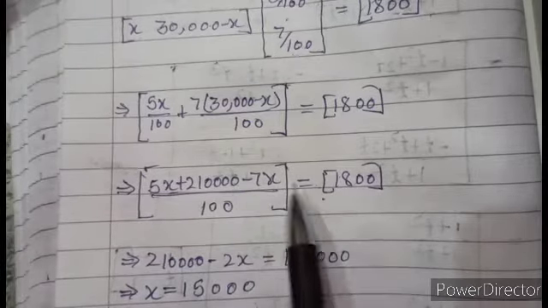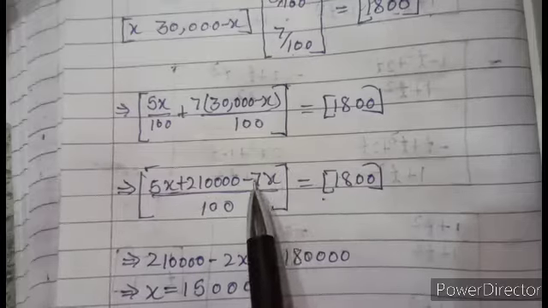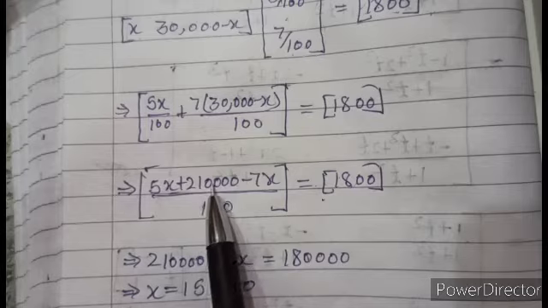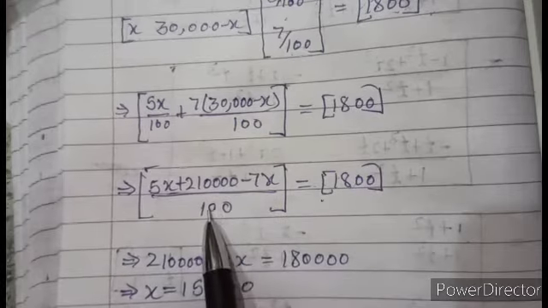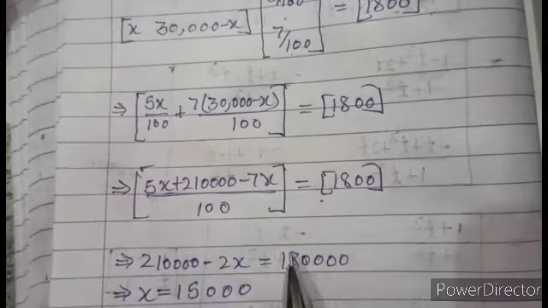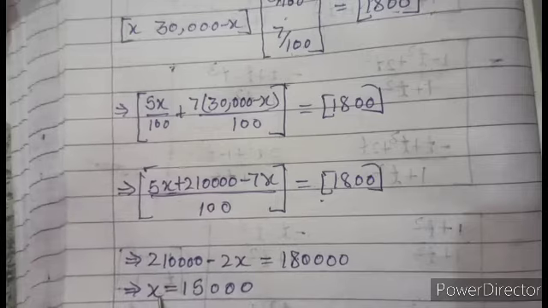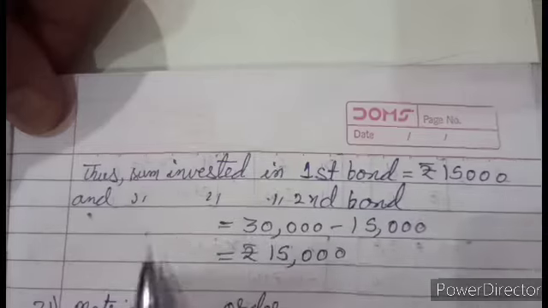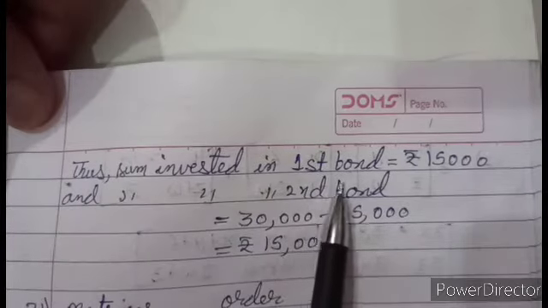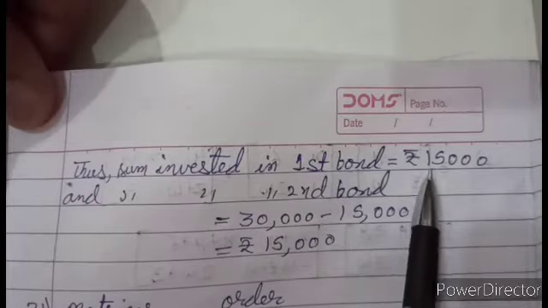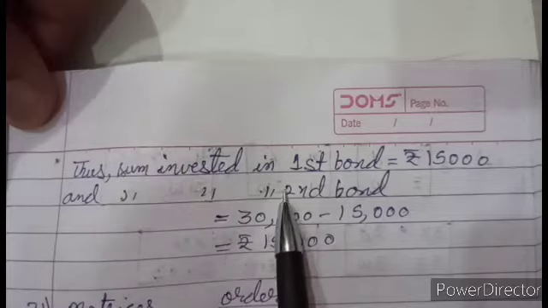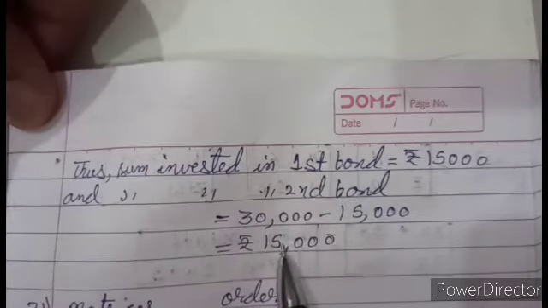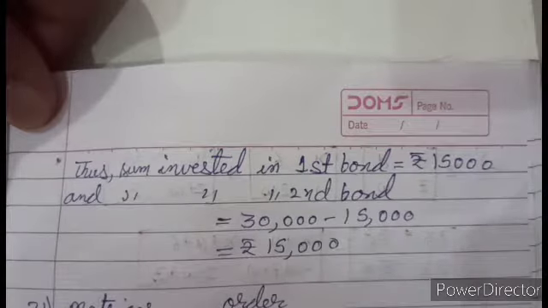Now as we know, two matrices are equal if their corresponding elements are equal. That means (5x plus 2,10,000 minus 7x) upon 100 will be equal to 1800, and this is giving us x as 15,000. Thus we can say that the sum invested in the first bond is rupees 15,000, and the sum invested in the second bond was 30,000 minus x, that will give us 15,000.